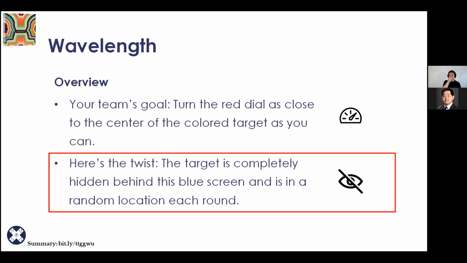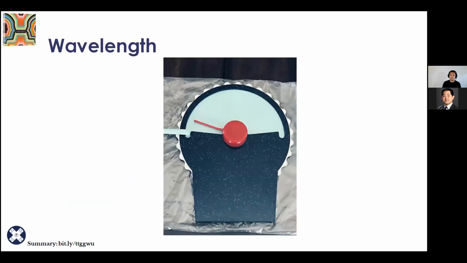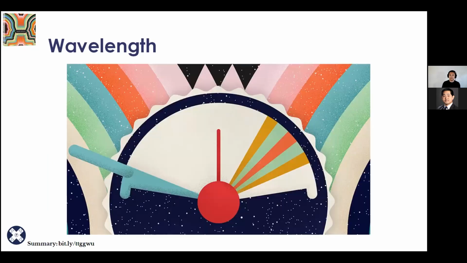The target is going to be hidden behind a screen, and behind that screen, you just know that the target exists there somewhere, and you have to turn the red dial in order to try to hit as close as possible to that target. And that target is going to be moving. It's going to be randomized at the end of each round. So this is what that dial looks like. And that is that red marker you're trying to move and trying to hit that target that's somewhere behind that screen that you can't see right now.